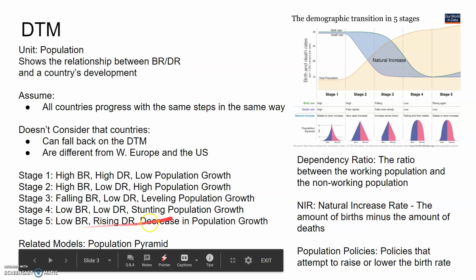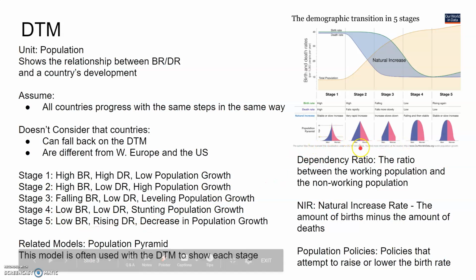So this related model is population pyramids, and it's a different way to describe the population and how it develops over these different stages. So you can see this is stage 1, it has a very large base, and as you develop over time, it gets a smaller and smaller base.